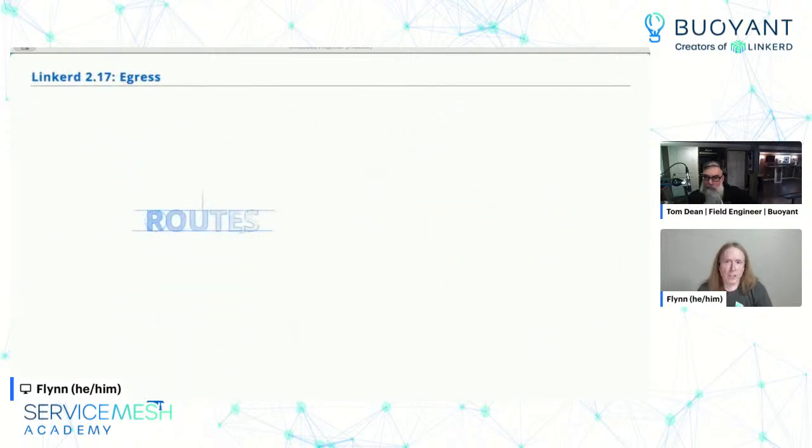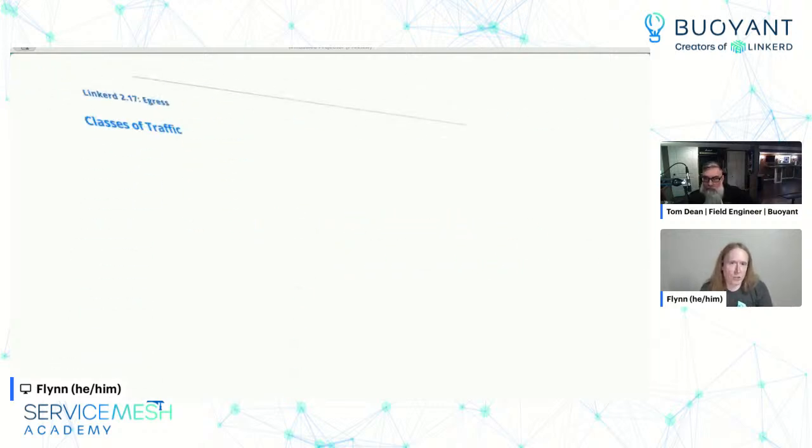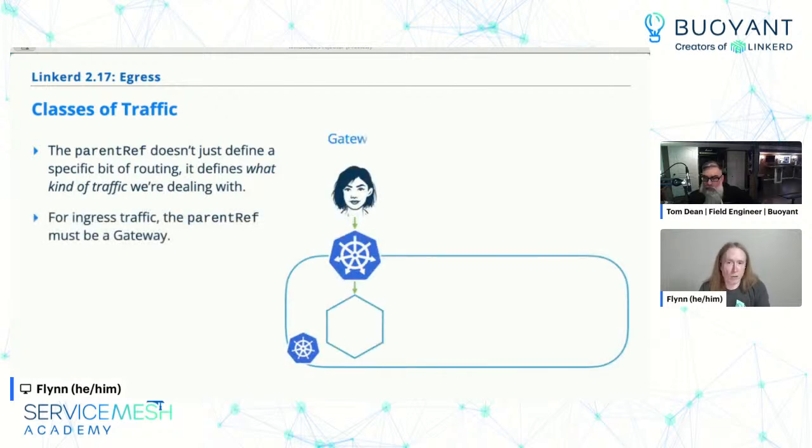So ultimately, the thing that's really interesting about this is that the route resources in Gateway API don't just talk about how you route traffic, they also end up defining classes of traffic. That's a really interesting point. The parent ref actually dictates what kind of traffic the thing is. If you have a parent ref of a gateway, you are by definition talking about ingress traffic.